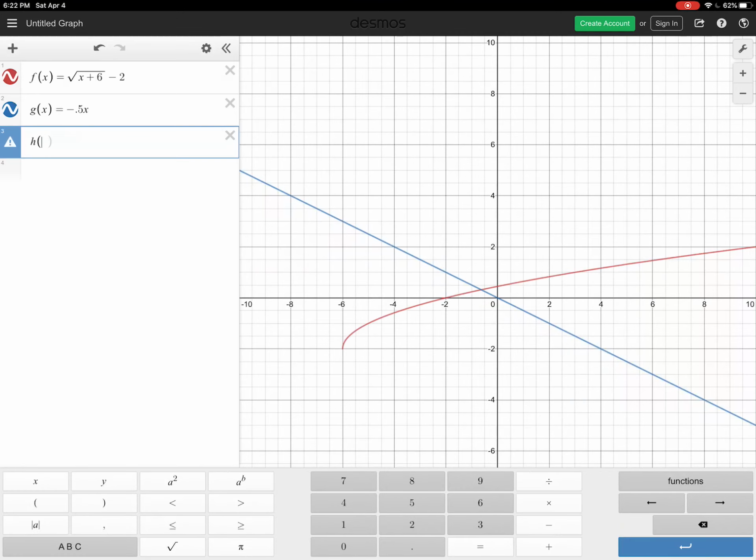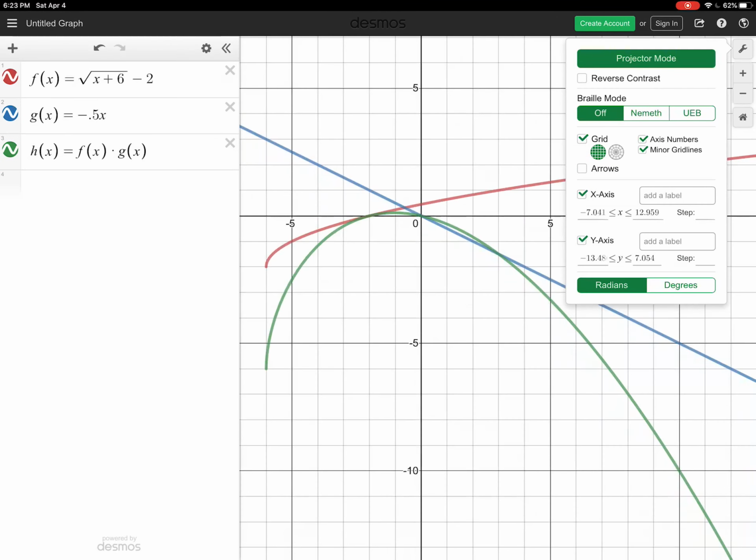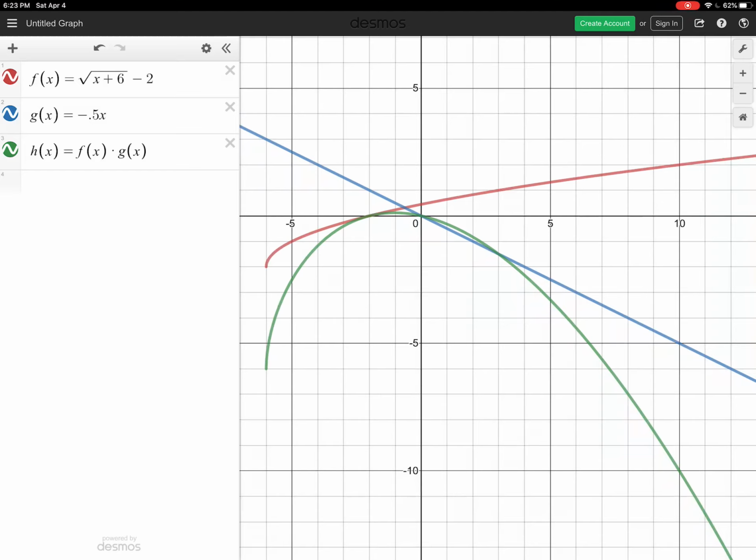And if we look at their product, oops, times g of x, there it is. So the original graphs, boom, boom, and then the product, kind of as we drew it, it's beautiful. Oh, no way. That's an exact value right over there? No, there's no way that's an exact value.